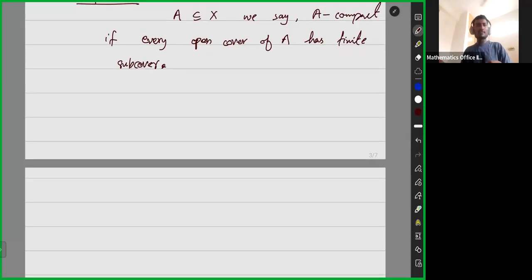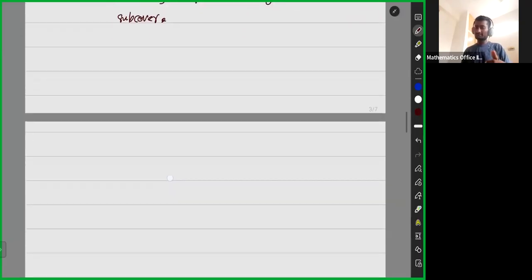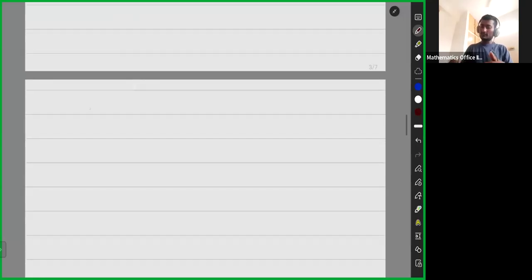So there were some examples of finite sets, empty sets, and sequences with the limit point added to them, which become compact. If you have an infinite sequence like 1 by n, and if you don't add 0 to it, then it is not compact. So this way we had some examples, and then we had a theorem. Compact subsets in a metric space are closed.